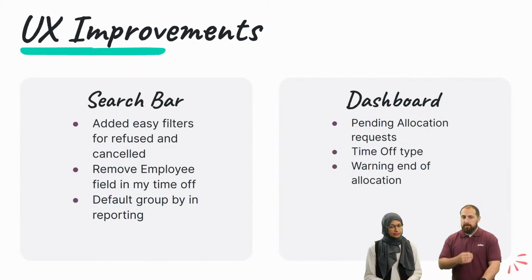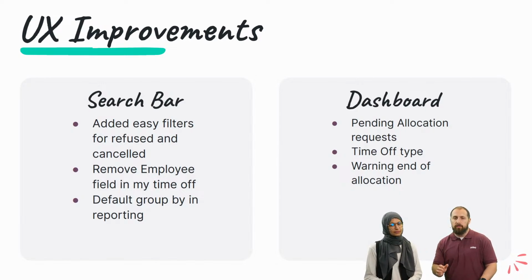Then again, as always, we've got some UX improvements in the time off applications, where we improved the search bar. We've added easy filters for the refused and cancelled time off. We've also gotten rid of the employee field in the My Time Off section because, of course, if you're looking at your own time off, you don't want to filter on another employee. You just want to filter on things that concern yourself. And then finally, we've got in the search bar the default group by in the reporting.